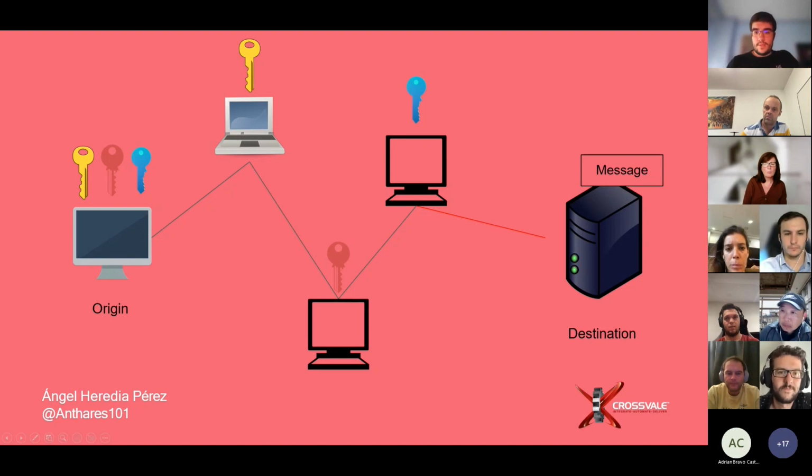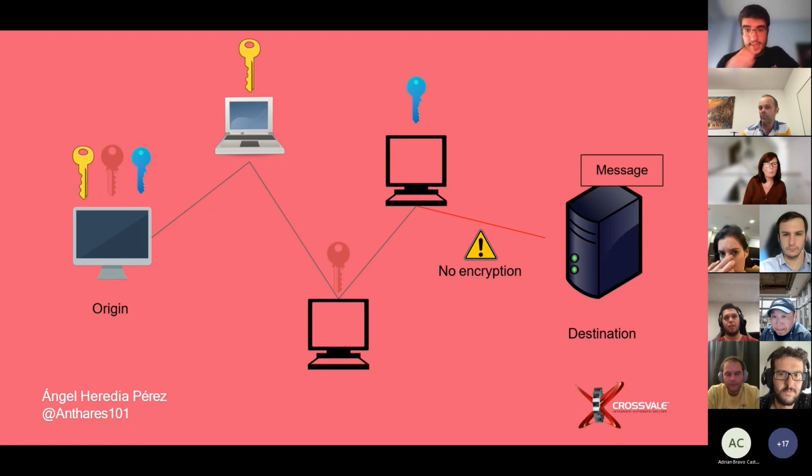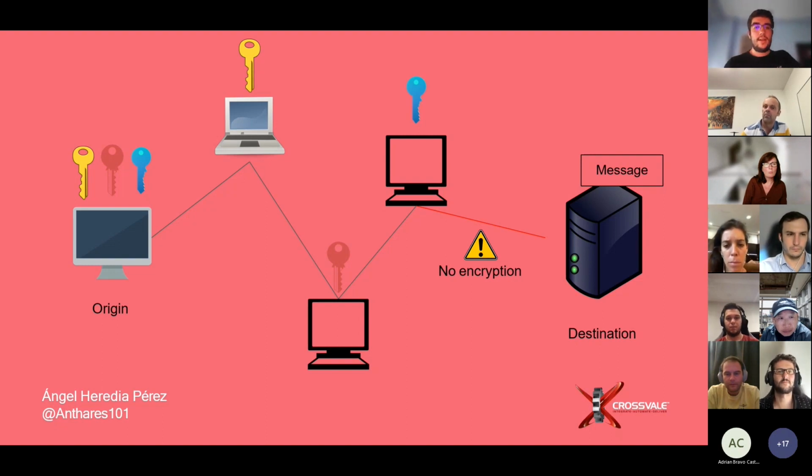Some of you may have noticed, but the last part of the communication is not encrypted by Tor. So if you're using an insecure protocol like HTTP, FTP, whatever, if someone is looking at the traffic in there, they can read the information. So the protocol is important here.